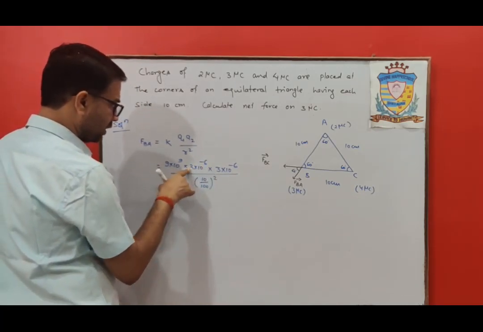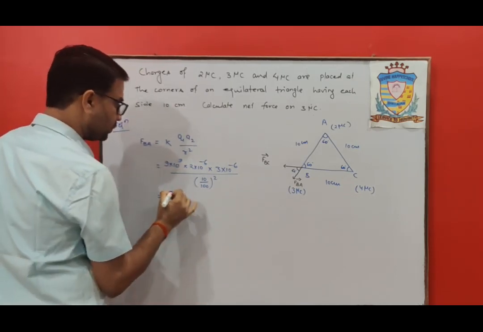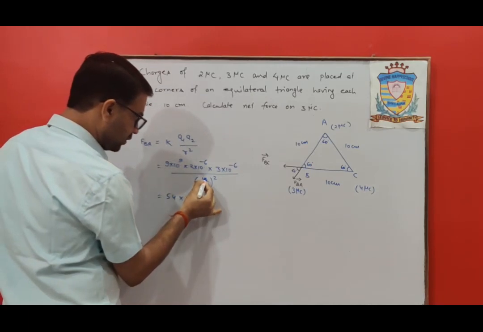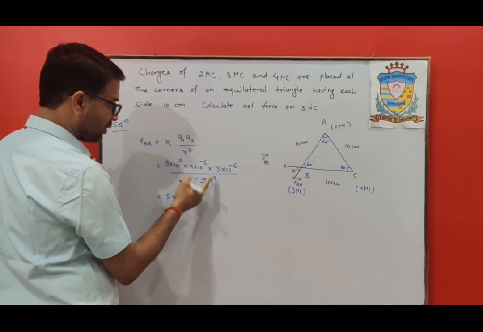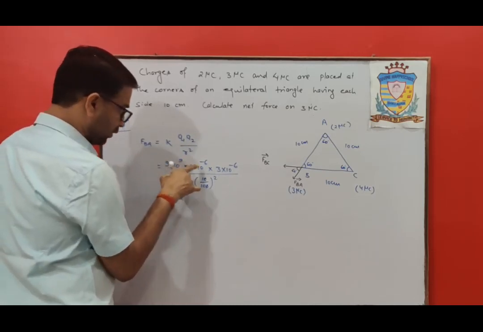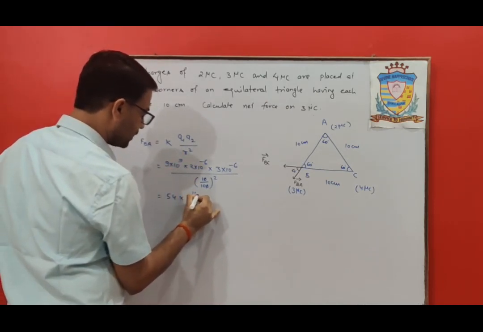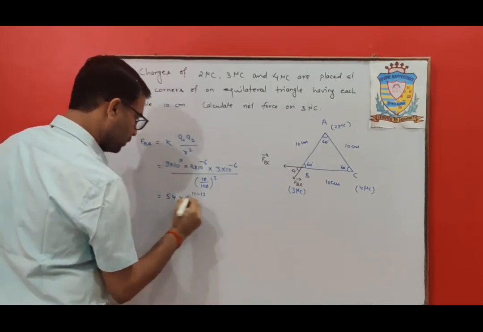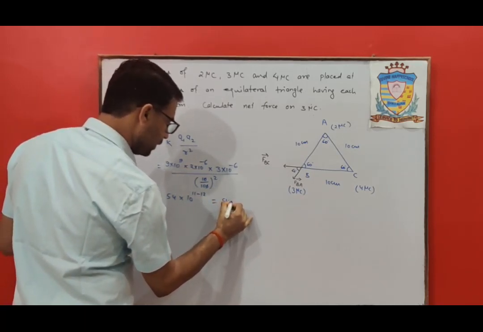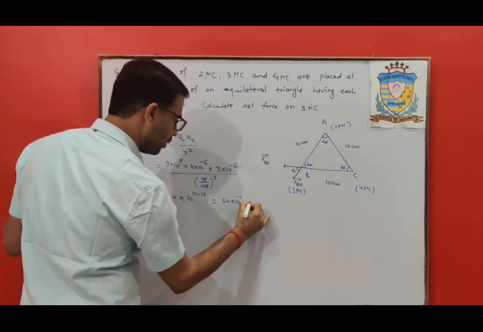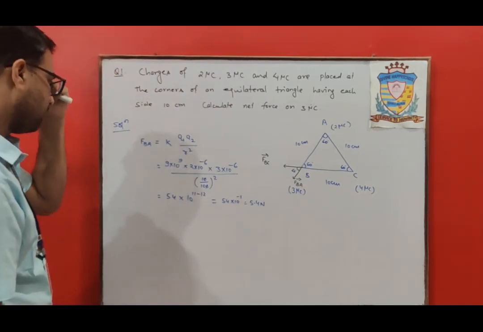So 3 to the 6, 9 6 is 54 into, so it becomes 1 by 10, so 10 to the power minus 1 into 2, 10 to the power minus 2, move it up, so 10 to the power plus 2 plus 9, 11, 10 to the power plus 11 minus 12, which is equals to 54 into 10 to the power minus 1, or 5.4 Newton. So this is the value of FBA.